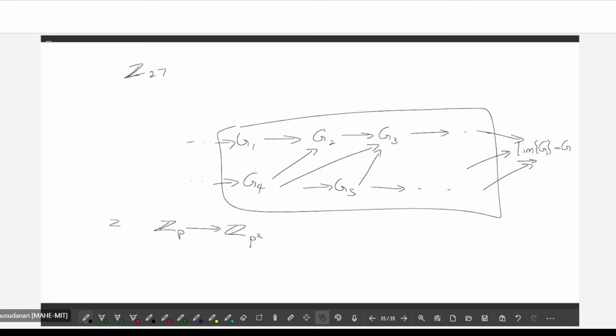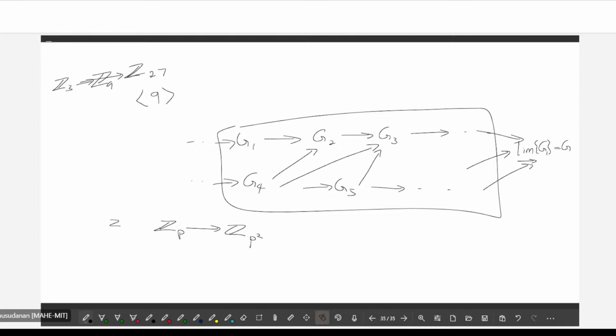What are the elements of Z27? 0, 1, up to 26. You take element 9 and generate a subgroup. What is its order? 3. So that means you can realize Z3 as a subgroup of Z27. Okay. But in between, what is also there?